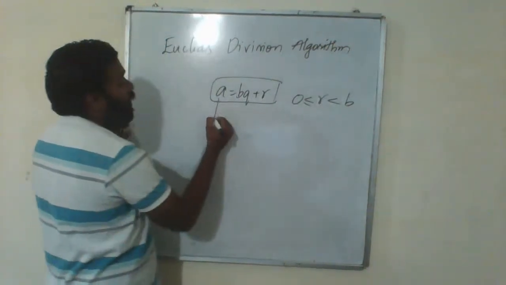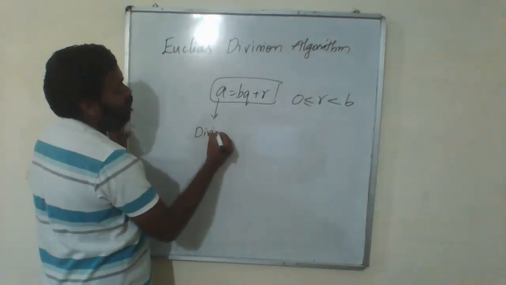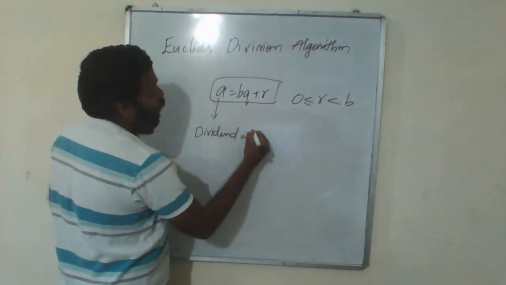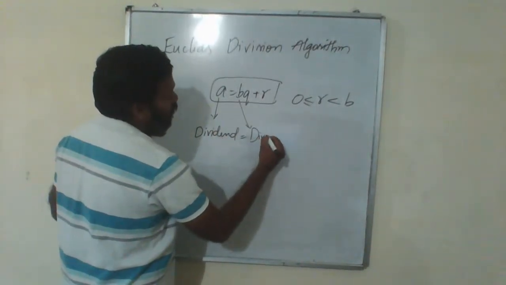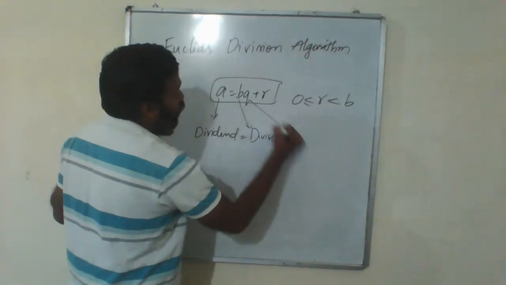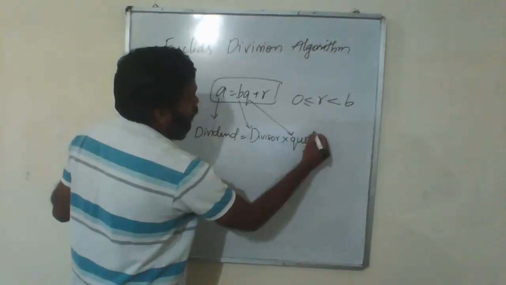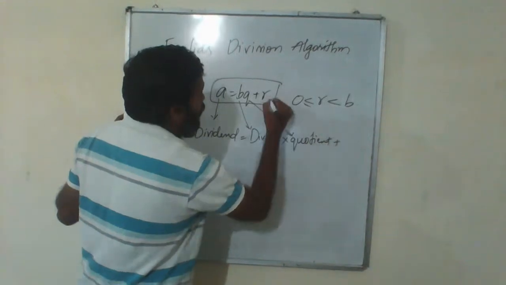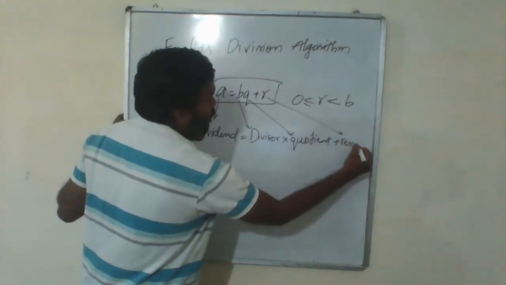That is, dividend is equal to divisor into quotient plus remainder.